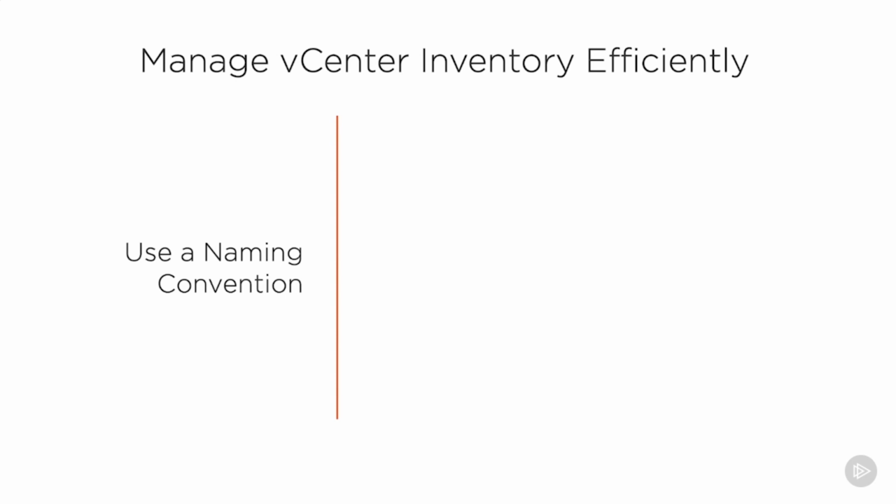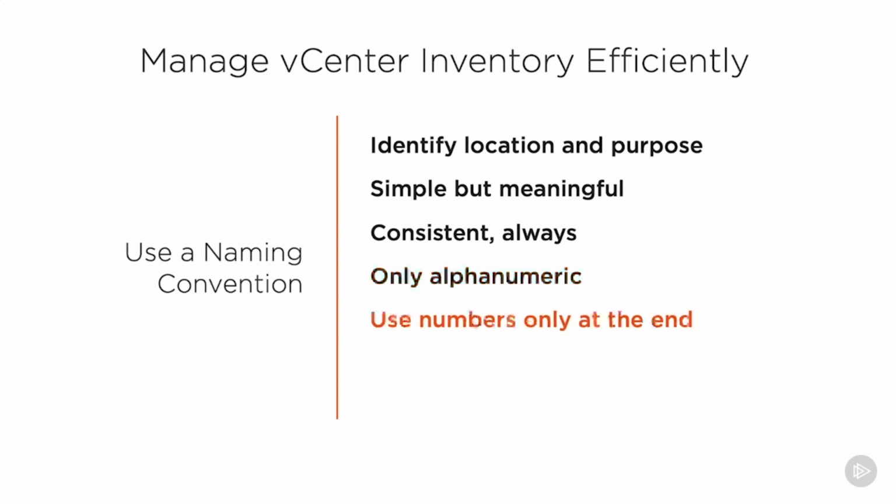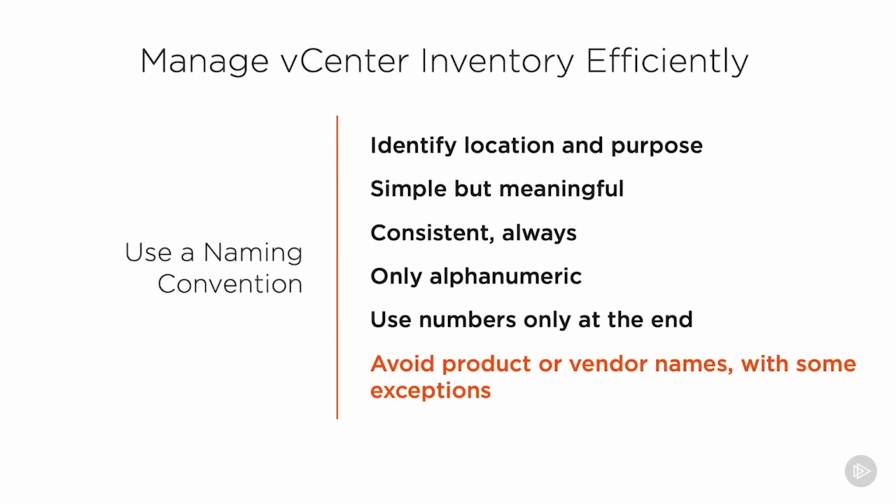And what he recommended was that your naming convention should always be used to identify a location and a purpose of the virtual machine or the object that you're naming. It should be simple but meaningful. It should always be consistent. You should only use alphanumeric characters and only use numbers at the end of the naming convention. And then finally, avoid product or vendor names with some exceptions. For example, things like web for web server, SQL for SQL Server, maybe even Oracle for Oracle Database Server.